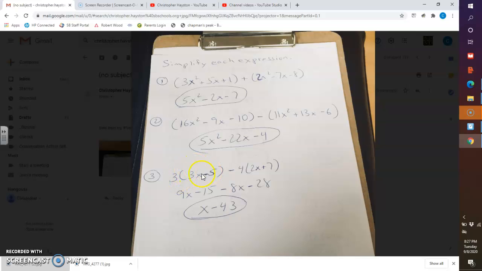The last one we're going to distribute. We distribute the 3 through here, 9x minus 15. We distribute the negative 4 through here, negative 8x and negative 28. And we finish by combining like terms. You always have to combine your like terms. 9x and negative 8x is x. Negative 15 and negative 28 is negative 43.